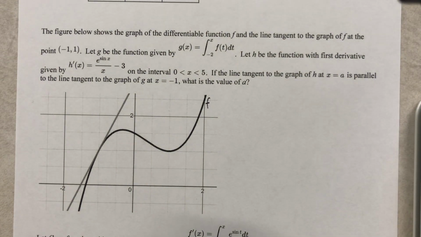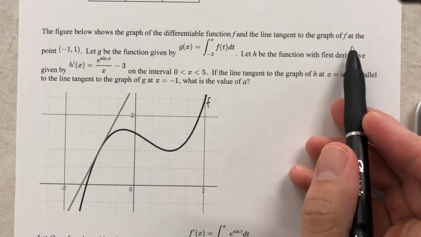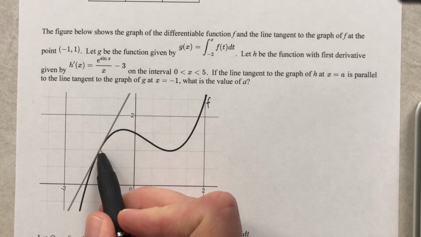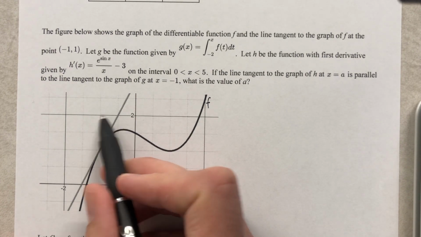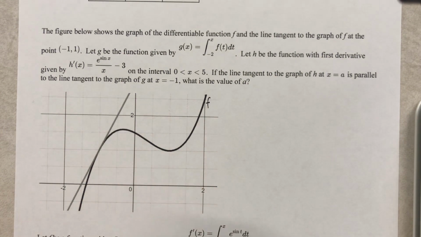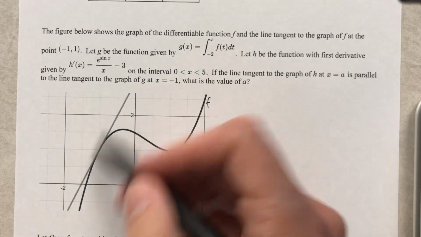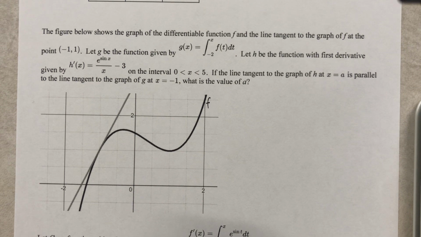Good to know. Okay. And the line tangent to the graph of f at the point negative 1, 1, which to me looks like it has a slope of 2. Rise 2 over 1, or actually rise 1 over a half. Same thing. So there you go. The slope of this line is 2. I'm not going to write that. I will if I need to. A little foreshadowing, you might not need it. Sometimes they give you too much stuff, but I'm saying too much.